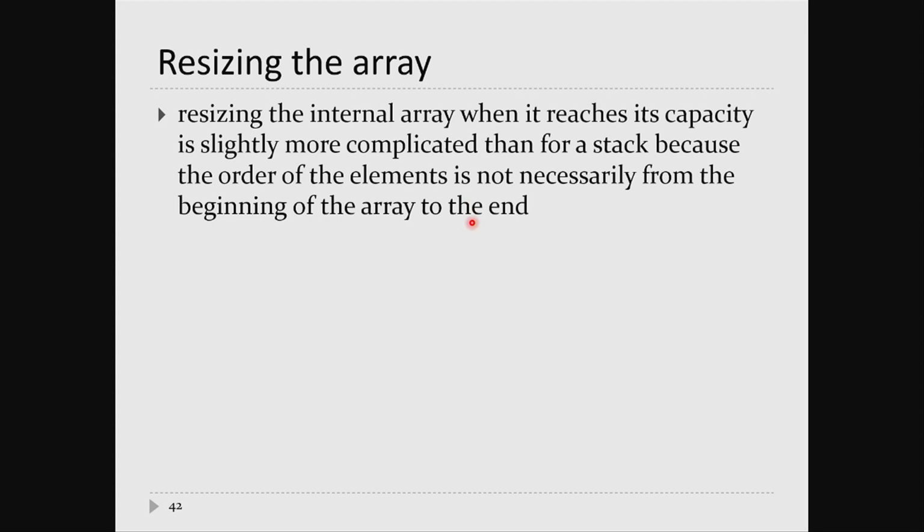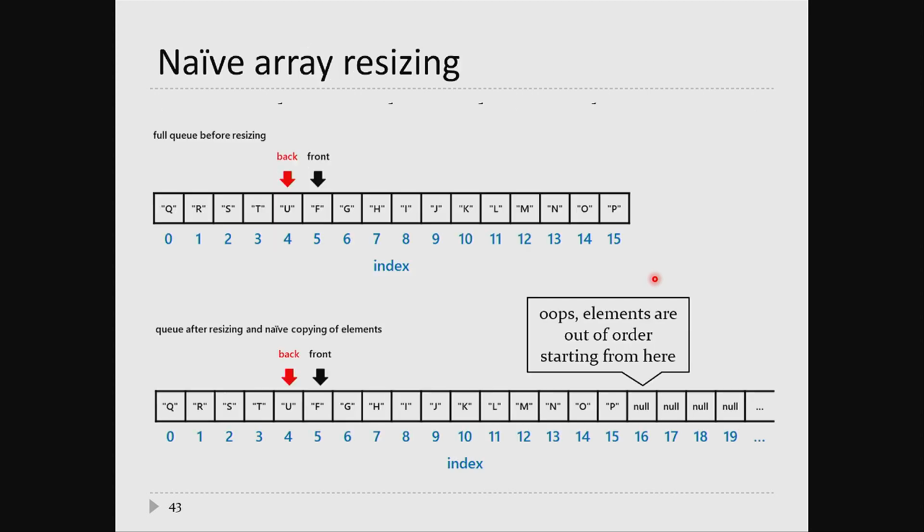Okay, now resizing the array is going to be a problem. For enqueue, we're going to do something similar: you're adding at the back, so we're going to make sure that back is a cyclic quantity. You have to be careful though when you resize the array. Resizing the internal array when it reaches its capacity is slightly more complicated, because front is not necessarily pointing at element 0 of the queue. In other words, front can be somewhere else in the array.